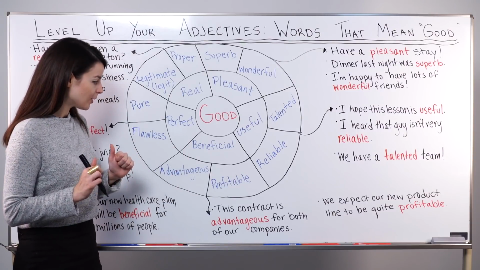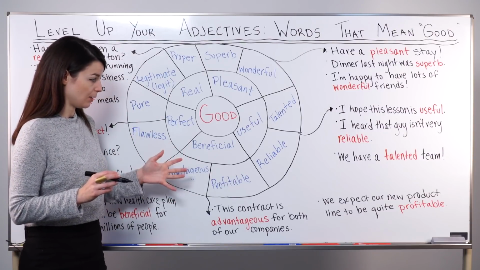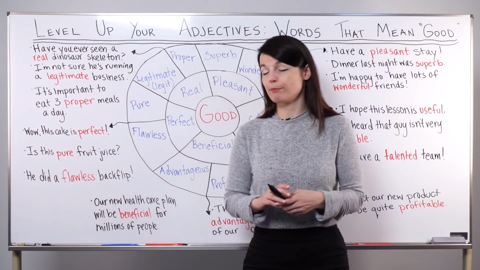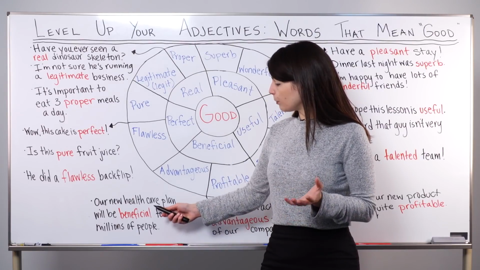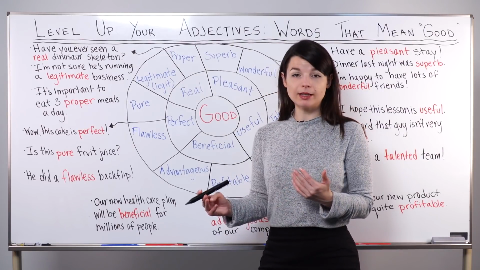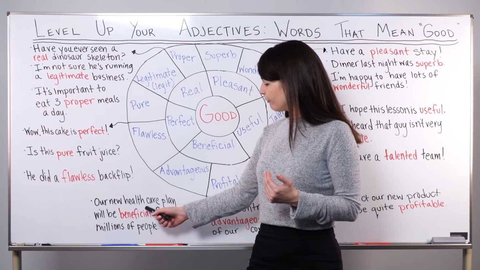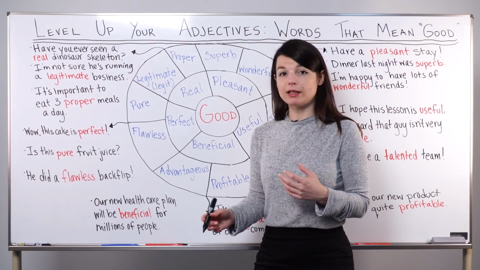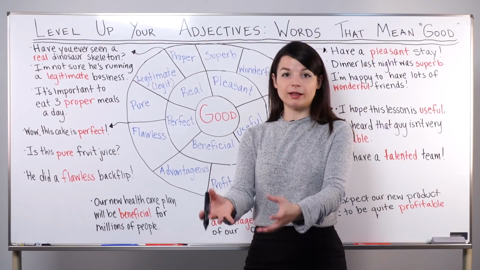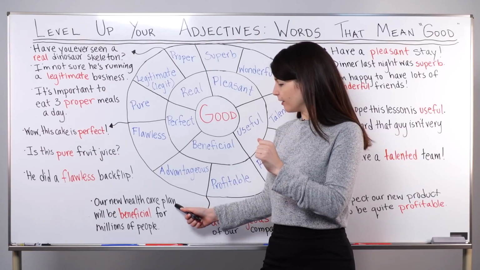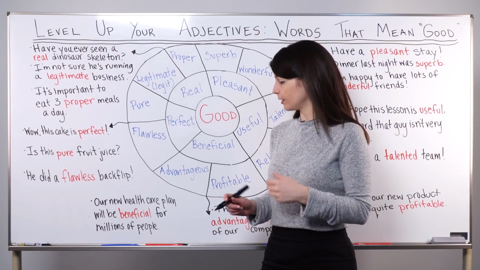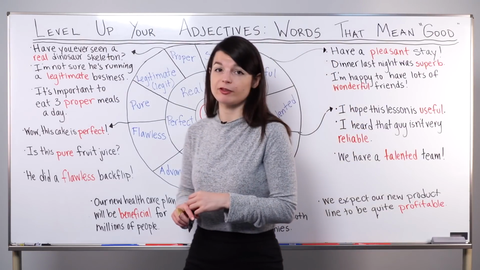So let's take a look at some example sentences that use these. Let's start with the word beneficial. Here, our new healthcare plan will be beneficial for millions of people. So beneficial for millions of people means millions of people will get a benefit. They will get something good because of this healthcare plan. So this will be beneficial for millions of people.